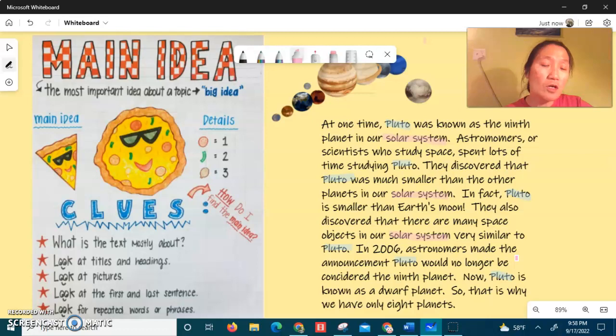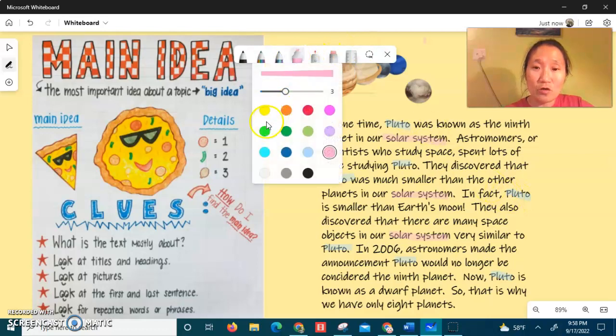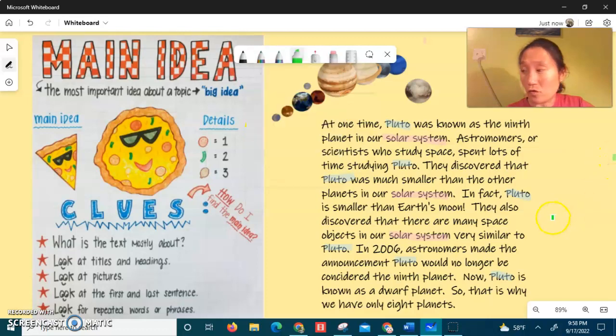So Pluto in our solar system. We know that this is talking about Pluto and our solar system. Let's see if there's another way that this is being repeated. The ninth planet, it's smaller than the other planets. So that's smaller, and it's saying it's smaller than Earth's moon. There are many space objects very similar to Pluto. So we have that talking about the same thing, smaller, smaller, smaller.